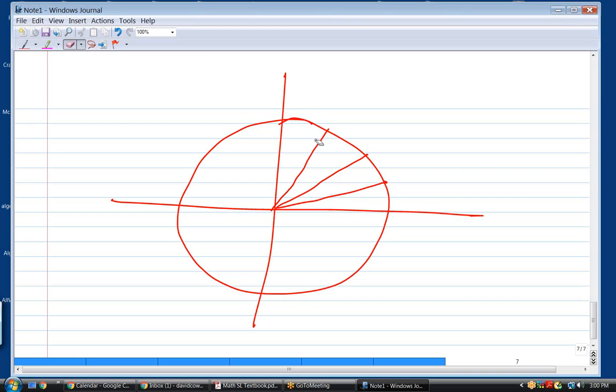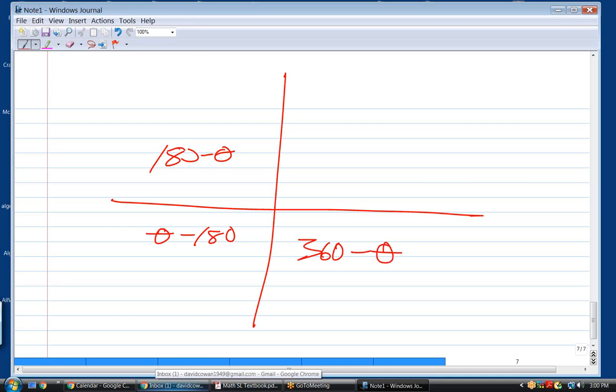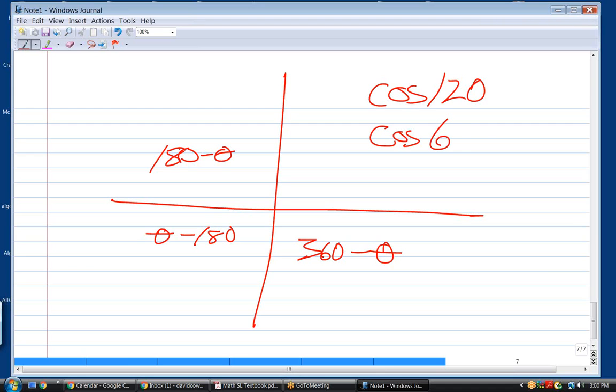That's not the way I do it. I memorize the first quadrant only, and then I know this one is 180 minus theta. This one is theta minus 180, and this one is 360 minus theta. So if you say what's the cosine of 120 degrees, plug 120 in for theta, that's the same as the cosine of 60, which is equal to 1/2, but it's in the second quadrant, so it's negative. That's the process I go through every time.